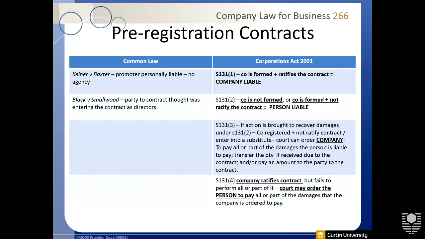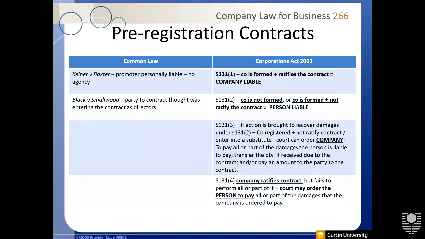If you look at Section 131 sub 1, it says the company is formed and the company ratifies the contract. In that case, the company is liable. Section 131 sub 2, where the company is not formed, or the company is formed but does not ratify the contract, then the person who enters into the contract becomes liable.